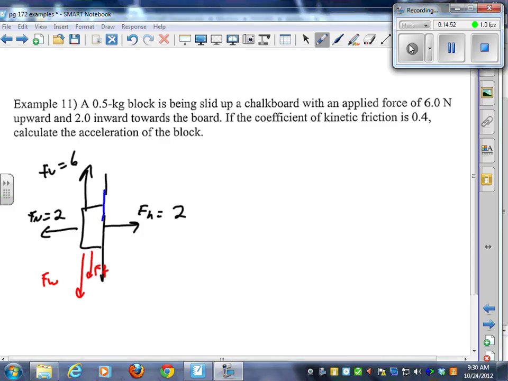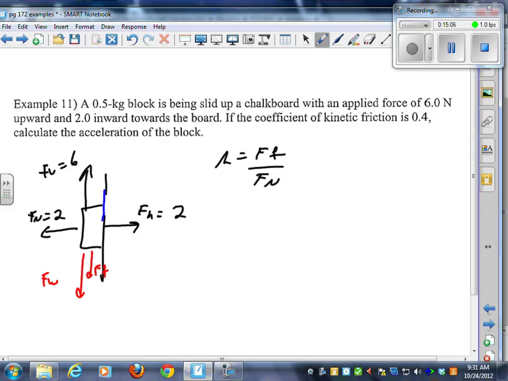Okay, so what do we start with? I need to find the acceleration of the block. The acceleration is upwards, so I'm going to have a net force upward, so I got to come up with that first. But the first step is going to be figuring out what this friction force is. So mu equals FF over Fn. This is 0.4. Friction force is what I'm solving for. The normal force, again, is not equal to the weight force here. It's in fact equal to that 2 newtons of sideways, right? So I get a friction force there of 0.8.